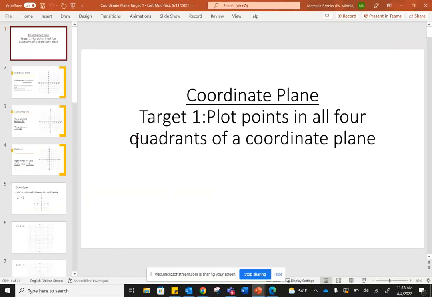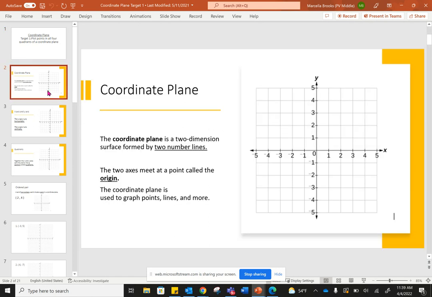All right. Hello, my friends. Today we are going to start on target 1 under coordinate plane. We are going to plot points in all four quadrants of a coordinate plane.